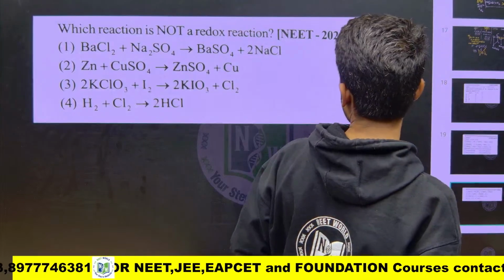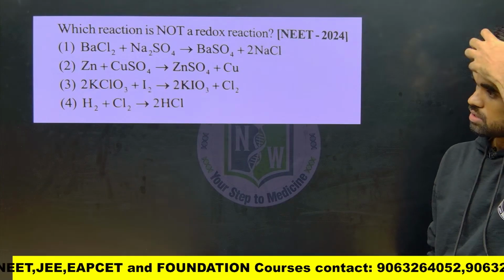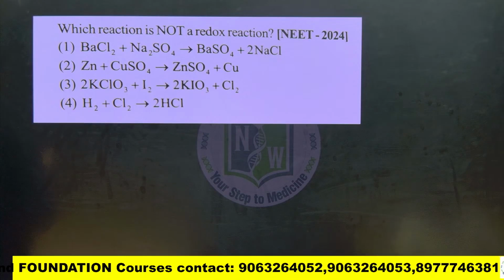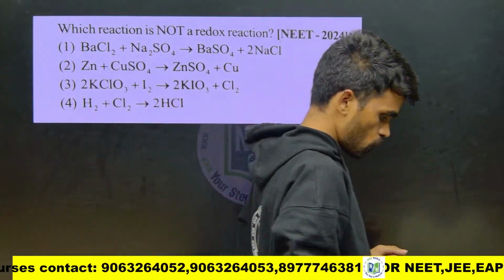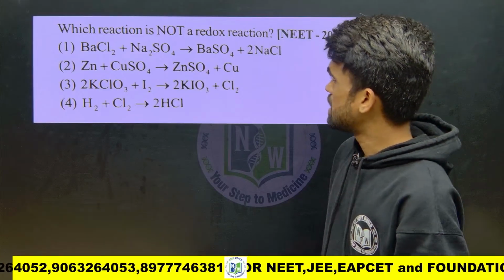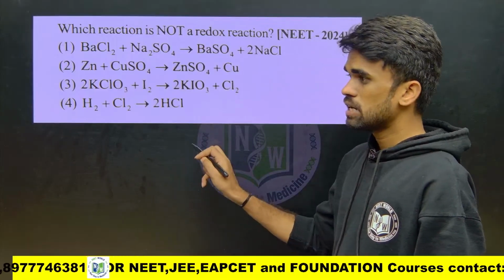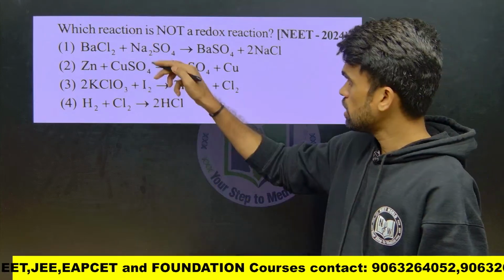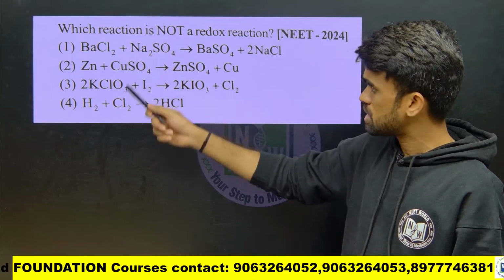Just identify which reaction is not a redox reaction. See, what we need to do: a redox reaction means that in the complete reaction process, one species undergoes oxidation and another is reduced. If that is not happening, you have to choose that as the answer. So just look into the options.